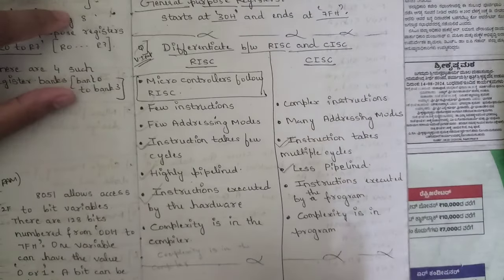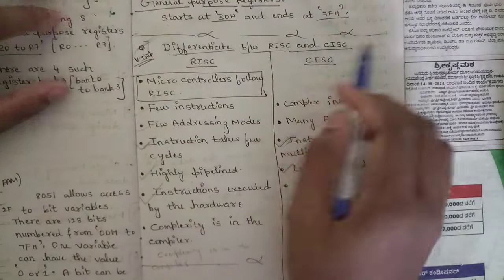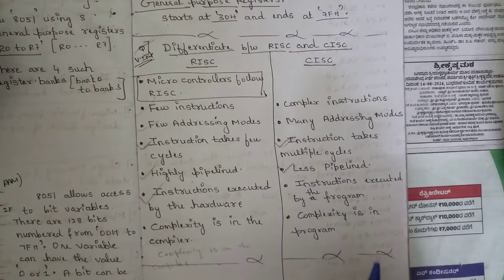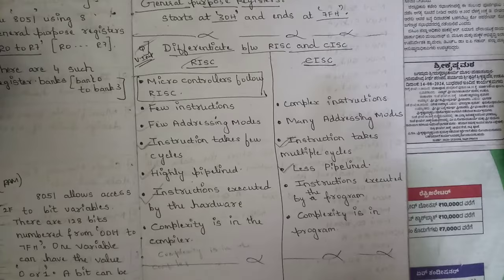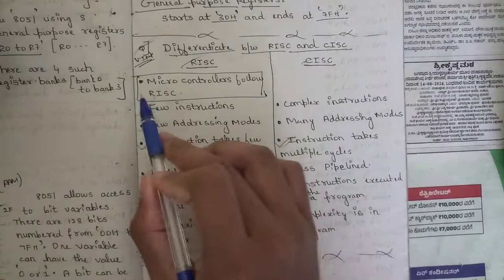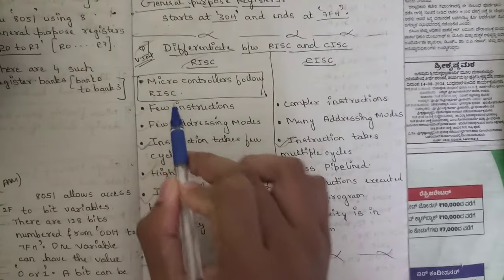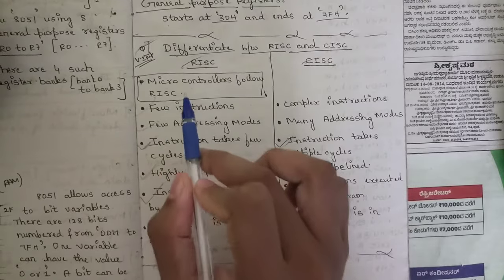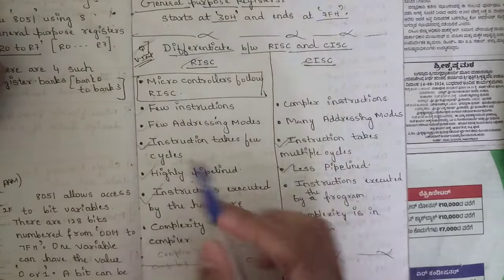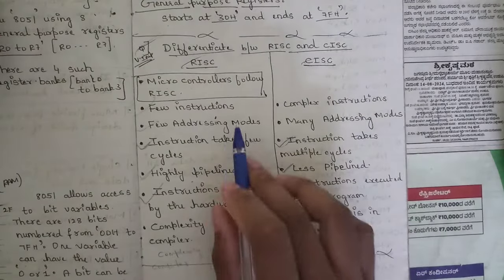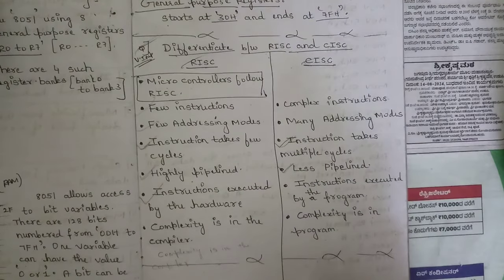One more very important question is the difference between RISC and CISC. RISC is reduced instruction set computer, and CISC is complex instruction set computer. We should know that microcontrollers follow RISC, that is reduced instruction set computer. The microcontroller comes under RISC. I have noted down the main 6 differences, and if you write only this for exams, you would easily get 6 marks.